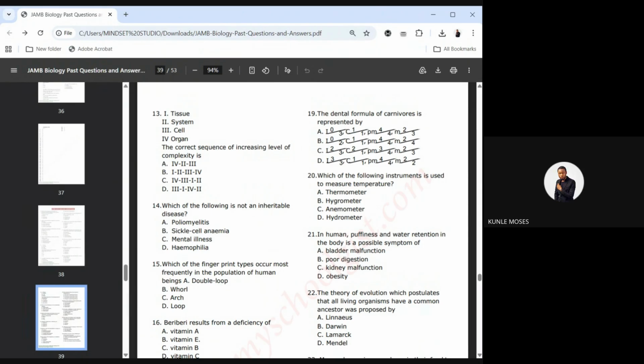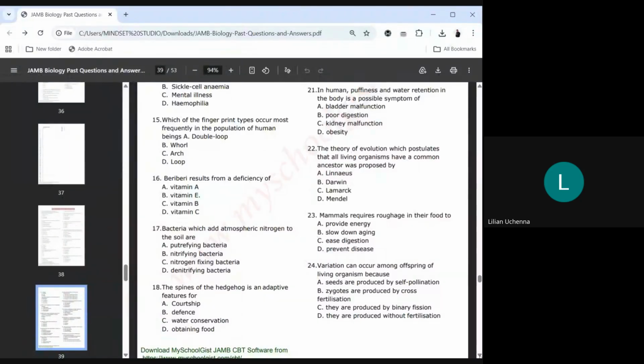The theory of evolution which postulates that all lineages have a common ancestor. Oh, that's Lamarck. Darwin. Darwin. The earliest of us belong to the apes. That's Lamarck. Mammals require roughage in their food. So, what's the importance of roughage? C. Roughage does not use digestion. No. It is vitamin that is digestion. Okay. That's why you buy food. What roughage does is that it slows down aging. Okay.